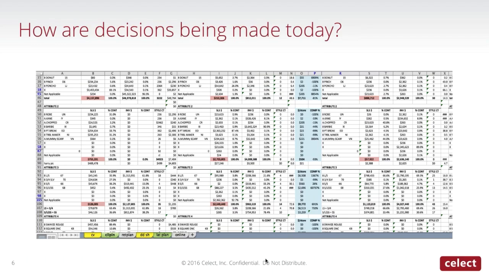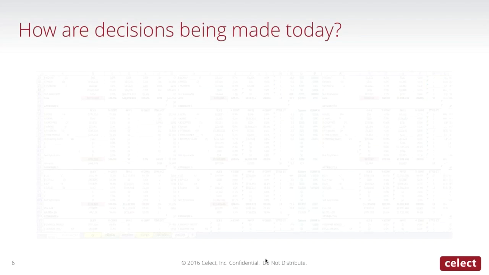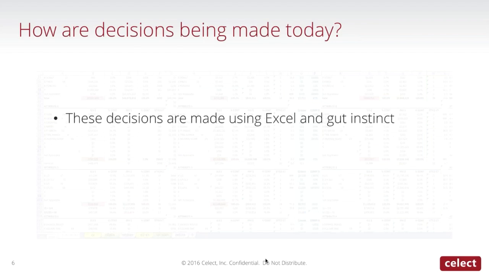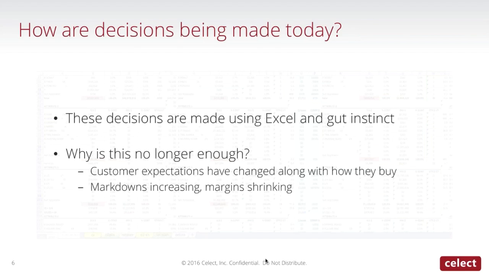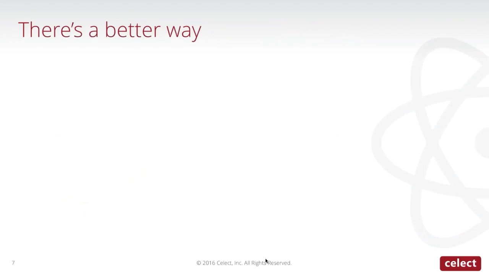And how is this being done today? Well, this is how it's being done today. This is it. This is Excel. This is what's being used today. And those challenges, those expectations from before can't be met using just Excel and gut instinct. And that's what we're proposing here. And why is it not enough anymore? It's like I mentioned before, markdowns are increasing, margins are shrinking. It's a lot more difficult now to meet those expectations from your customers.